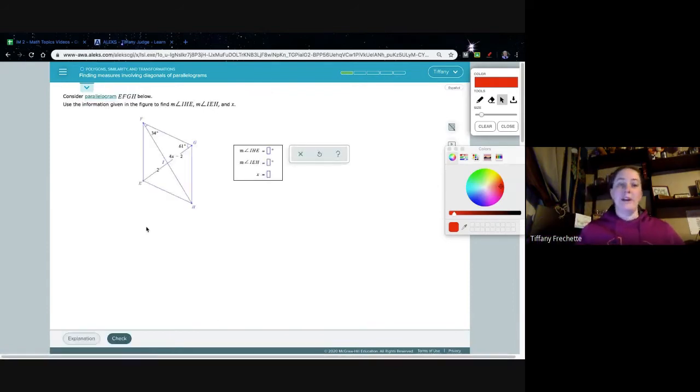So we have a parallelogram EFGH. Remember, that means all those properties that we had on the last page, or on the notes page, are true already. We just have to apply them.